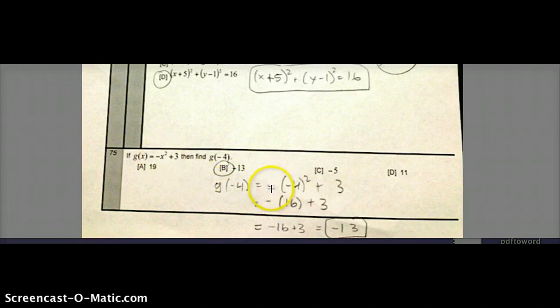So now you have negative parentheses negative 4 because I'm replacing it for the x, squared, plus 3. And then really importantly you do negative 4 squared first, and then negative times a negative is a positive, so that's how it becomes positive 16, but we leave the negative out here, and then the 3 comes down also. And then negative times the 16 just makes it negative 16 plus 3, which is going to be negative 13.